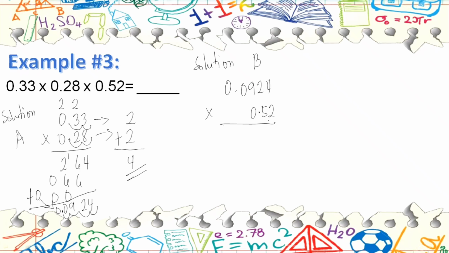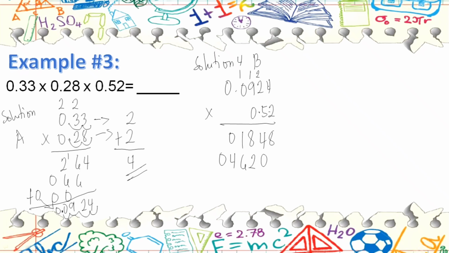2 times 4 is 8. 2 times 2 is 4. 2 times 9 is 18. So, we have 8 carry 1. 2 times 0 is 0 plus carry 1, that is 1. 2 times 0 is 0. Next, 5 times 4 is 20. So, we have 0 carry 2. 5 times 2 is 10 plus 2, that is 12. Carry 1. 5 times 9 is 45 plus 1, that is 46. Write 6, carry 4. 5 times 0 is 0, plus 4, that is 4. 5 times 0 is 0, so we'll write 0.